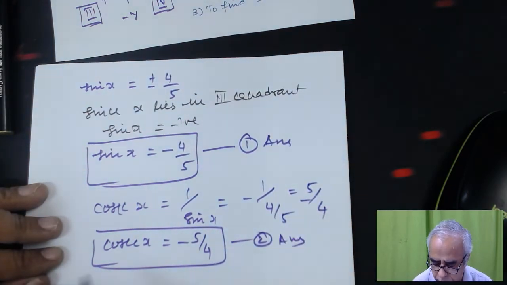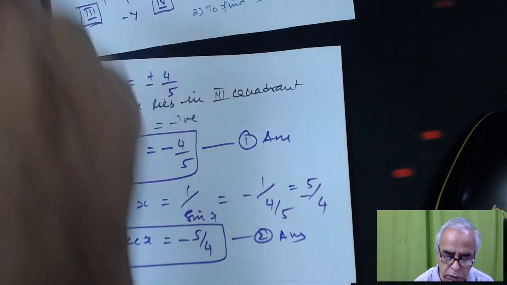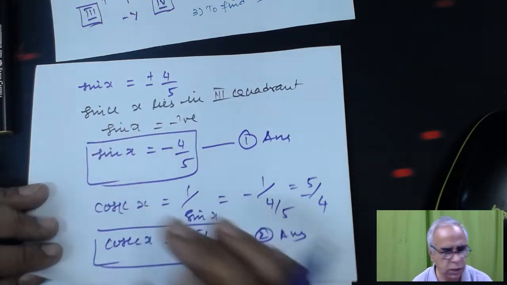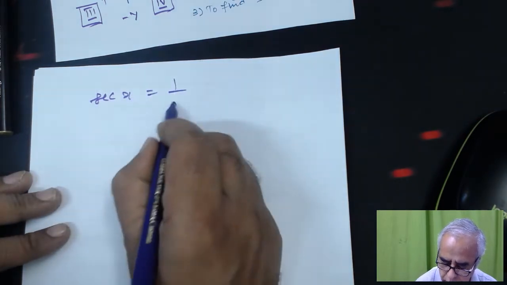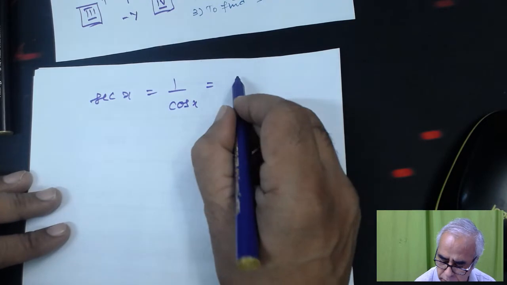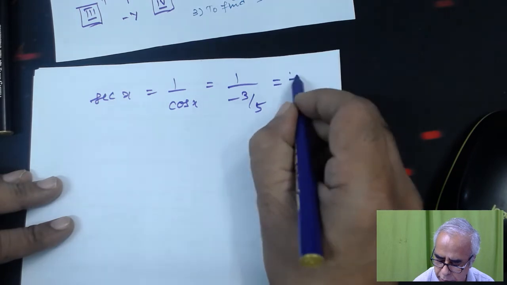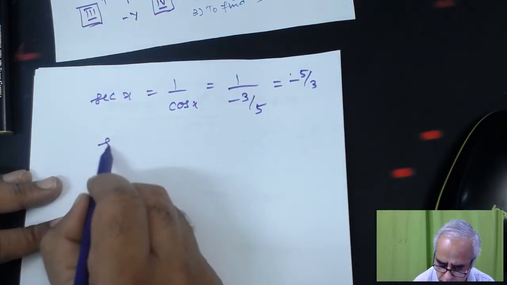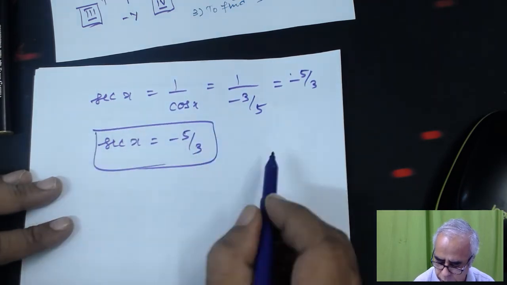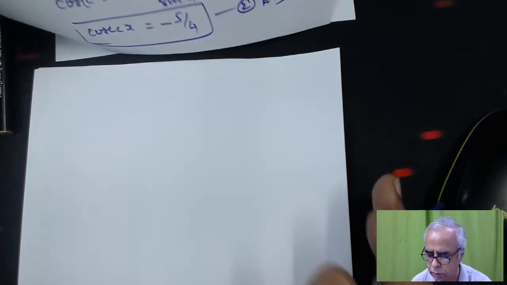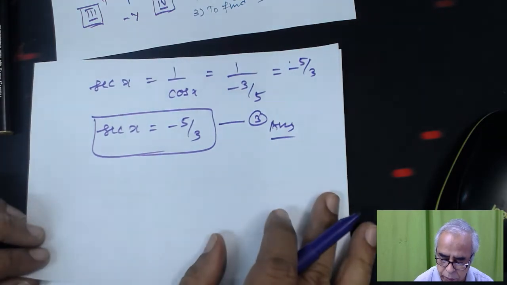Now we have got the sine and the cosecant. And what is given here? Cos. The reciprocal of cos is secant, is it not? So secant x is 1 by cos x. What is the value of cos x? Cos x is minus 3 by 5. So it should be minus 5 by 3. So secant x is minus 5 by 3. This is the third answer. Right?